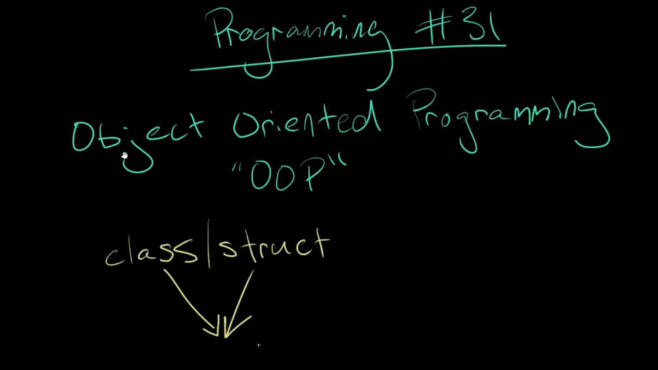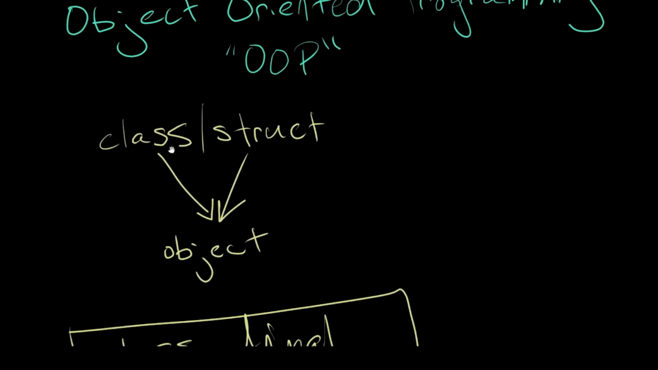So in the beginning of this series I said that there's a bunch of different styles of programming, and this is just one of them. It's called object-oriented programming, and it's denoted as the acronym OOP. So you'll see that more often than you'll see object-oriented programming. Anyway, in object-oriented programming, the three words you should know are class, struct, and object.